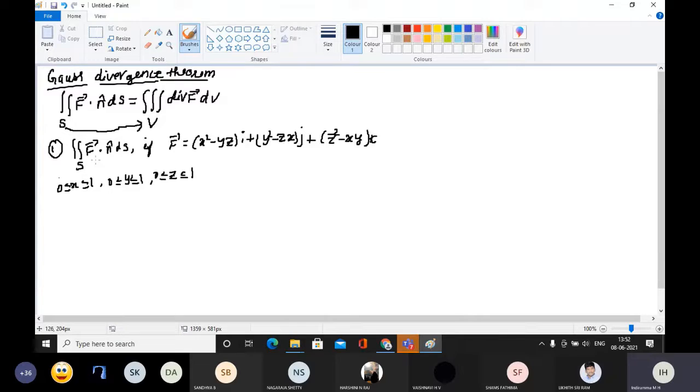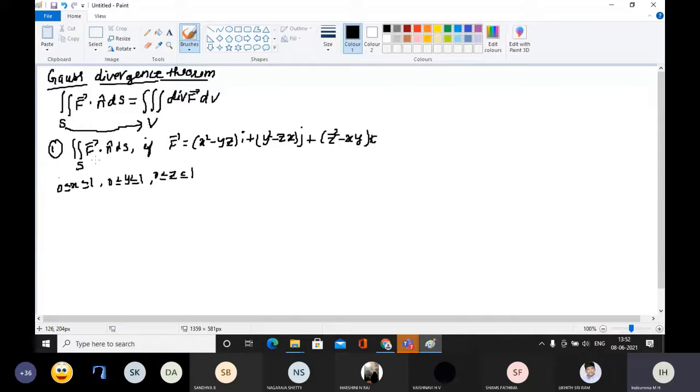A rectangular parallelepiped means, in the original question, they are given a, b, c. I changed a, b, c to 1, 1, 1. So if the dimensions are different, you will get a parallelepiped. Here the dimensions are the same, so you will get the cuboid. In 3 dimensions, it is a cuboid. You write it as rectangular parallelepiped, taken over.